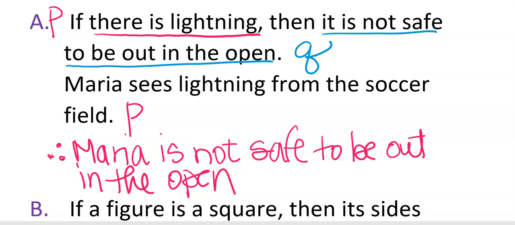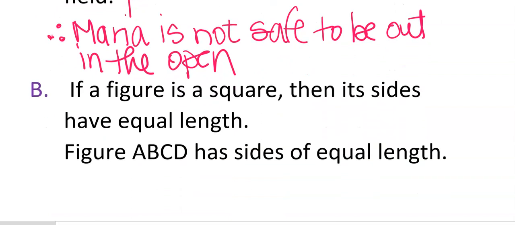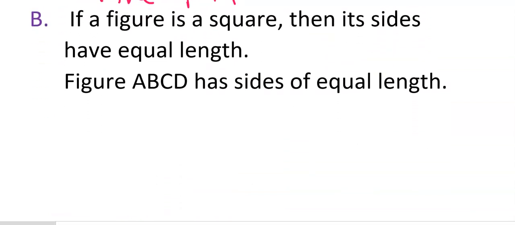If you put it in words, we can think of it like this too. If it would have said Maria is not safe to be out in the open, could there be other reasons why she's not safe? Yeah, that's why. So according to this one, you have to keep it in the right order so that it kind of follows and it makes sense. Here's the second one.